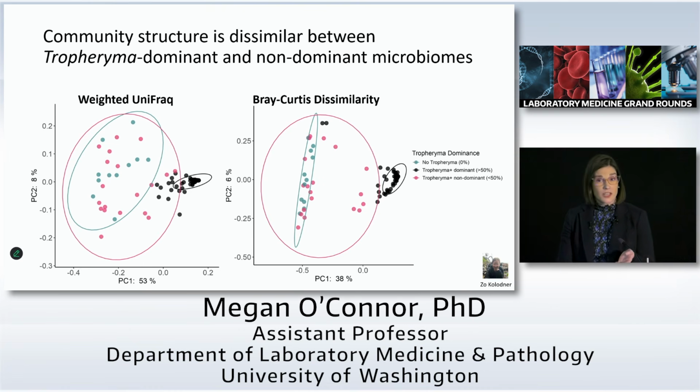So now we're just going to take a little bit of a detour away from the data, because now you're probably wondering what exactly is Tropherma. So currently there's only one characterized species for Tropherma, and this is Tropherma whippli. And because we're doing this at 16S, we don't have enough resolution to go down to the species level. So at this point, we're assuming that what we are identifying in our animals is Tropherma whippli.